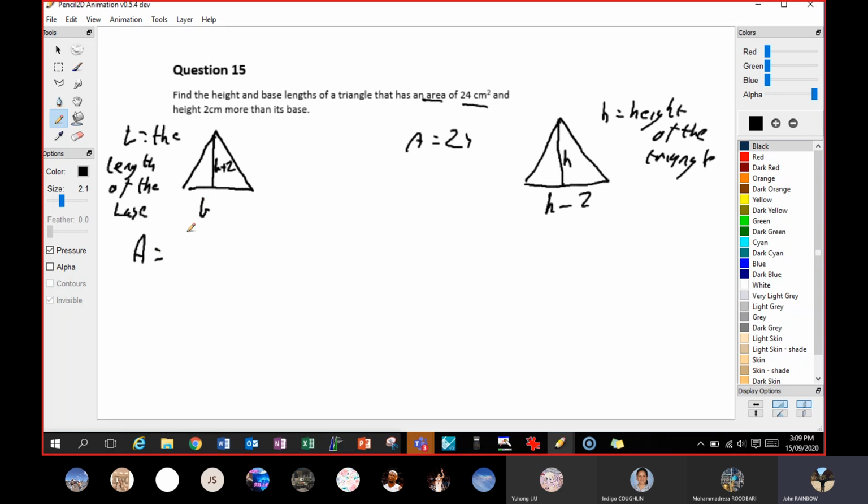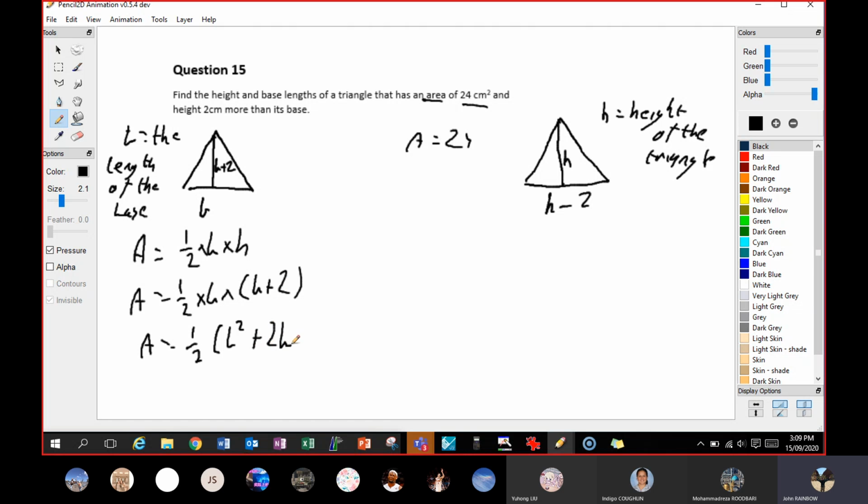The area of a triangle is half the base times the height, right? Half times base times height. So we know the area equals half, and the base in this case is b, times b plus 2. So I can have this as A equals, I'm going to leave the half here just as a bit of a trick. I'll show you why later. You'll like this. b times b is going to give me b squared. b times 2 is going to give me plus 2b. Now still this is all times by a half, right?